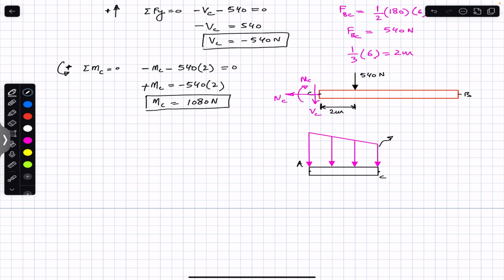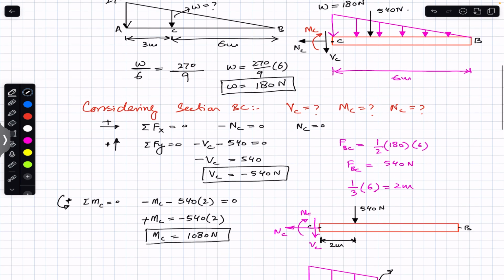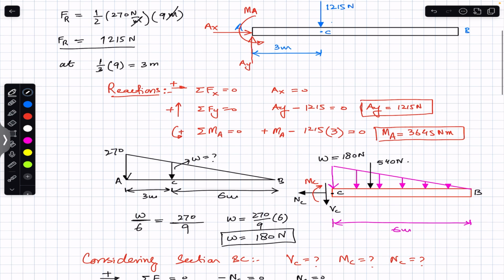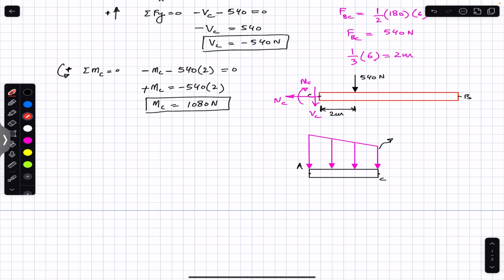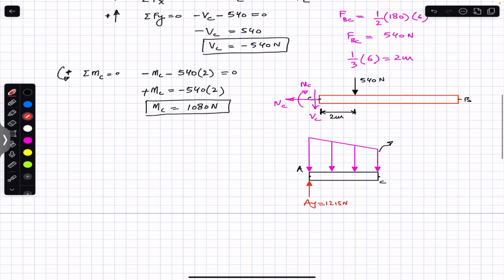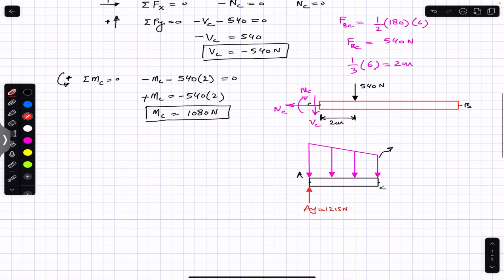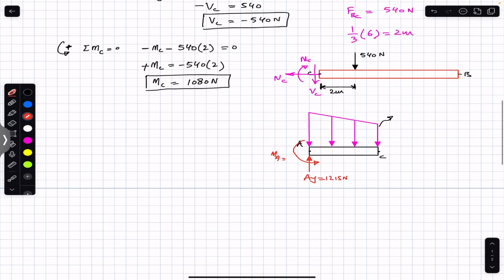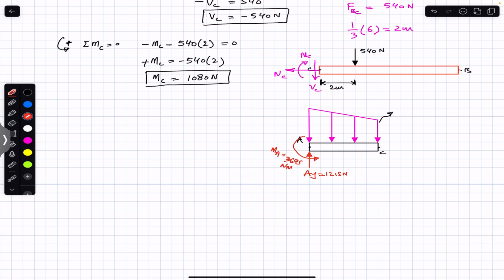And now at point A we have determined the reaction forces, so we will show the reaction forces. AX is equal to 0, but we must show AY and MA. So AY is what we have determined here, the magnitude is 1215, and we have MA in the counterclockwise direction, which was 3645, right? So 3645 Newton meter. Let me write it.